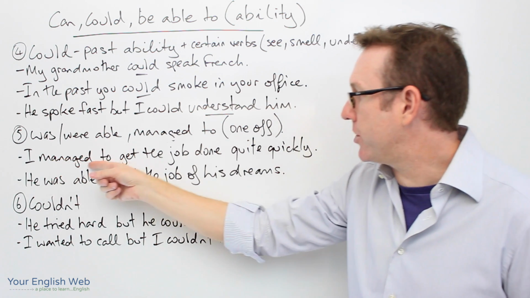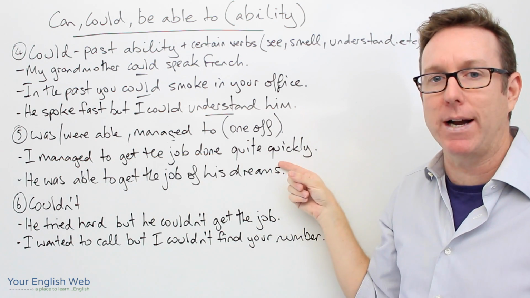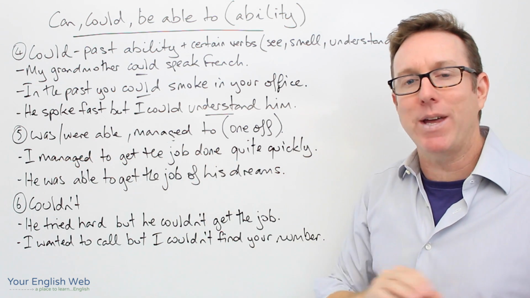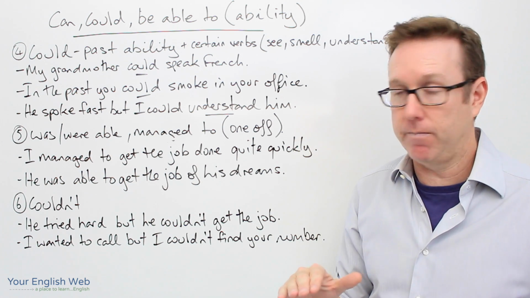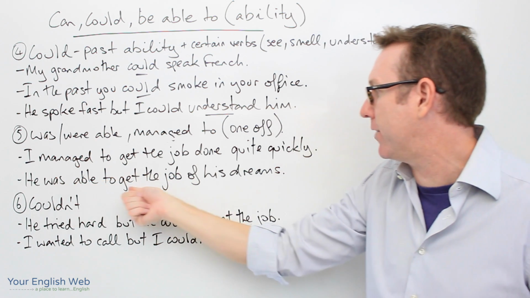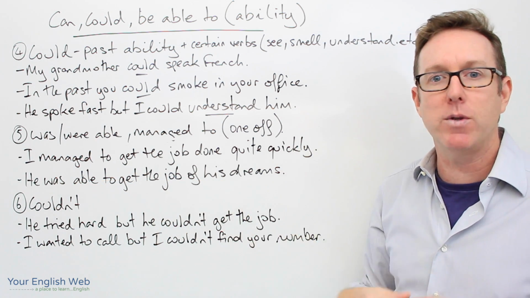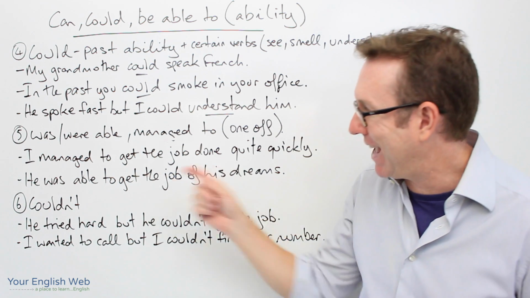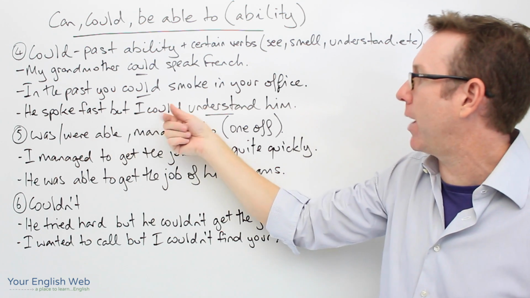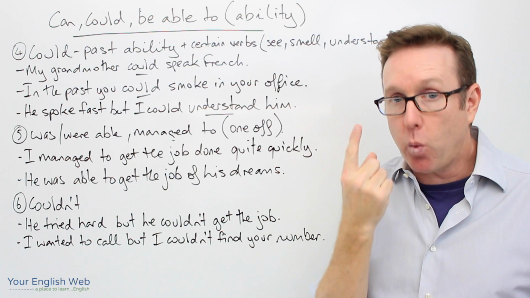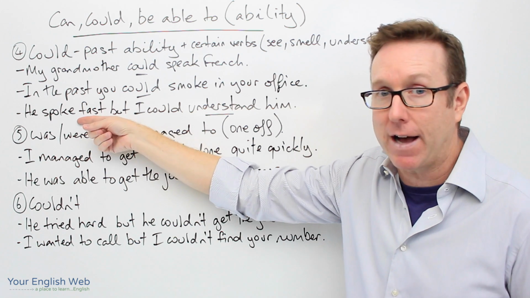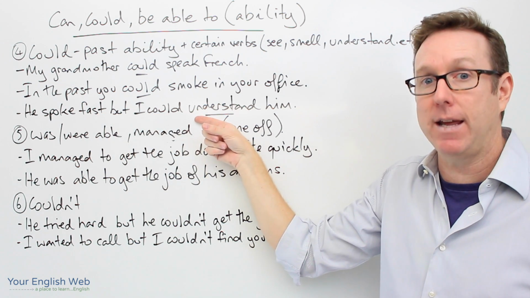So, I managed to get the job done quite quickly, okay? It was a one-off job, and I managed to get the job done quite quickly. We can't say could here. Next one, he was able to get the job of his dreams. Again, we can't use could. But in this situation here, he spoke fast, but I could understand him, even though it was a one-off situation and I only spoke once to this person and he spoke fast, but I could understand him, okay?